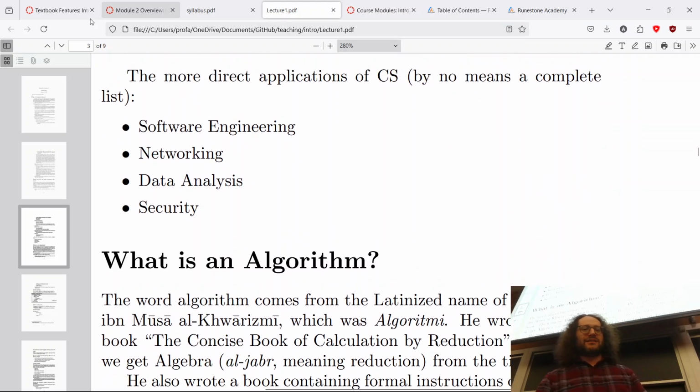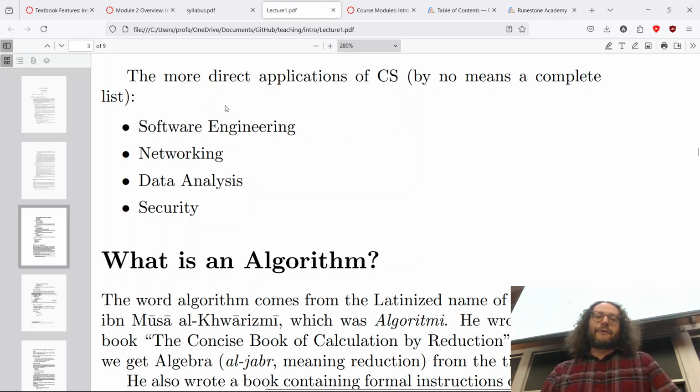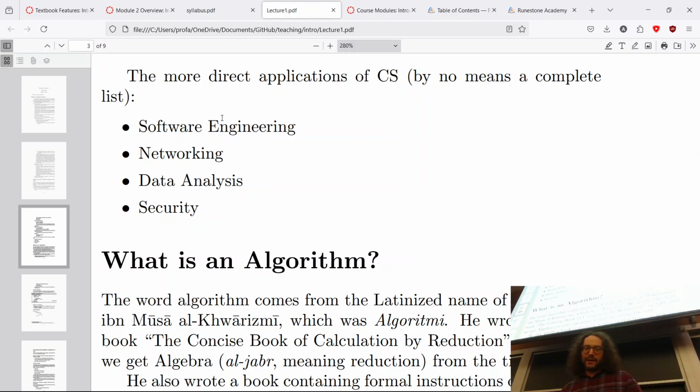More direct applications of CS are software engineering, networking, data analysis, and security. Security is also always big. Just checking my time, plenty of time. So we're going to talk now, I mentioned that computer science is the study of algorithms. So what the heck is an algorithm?